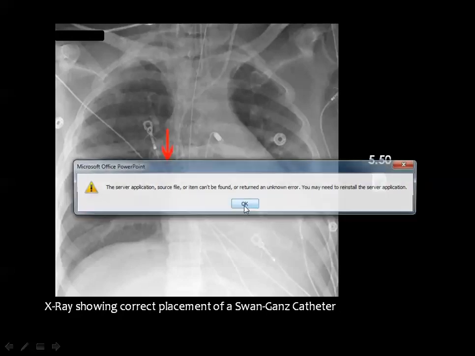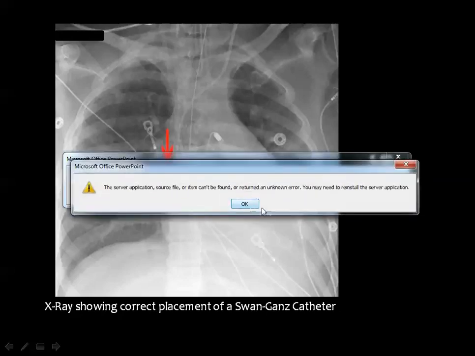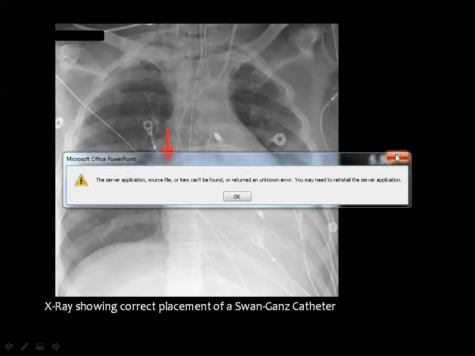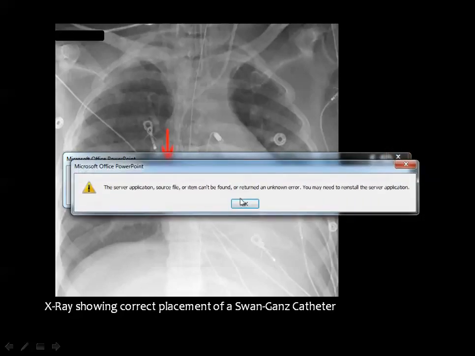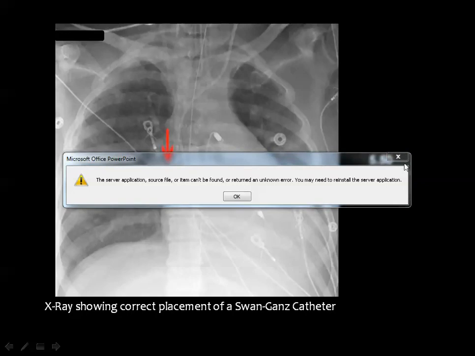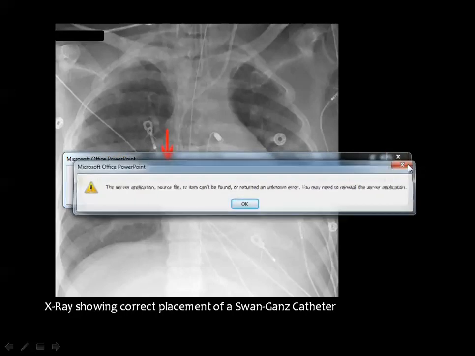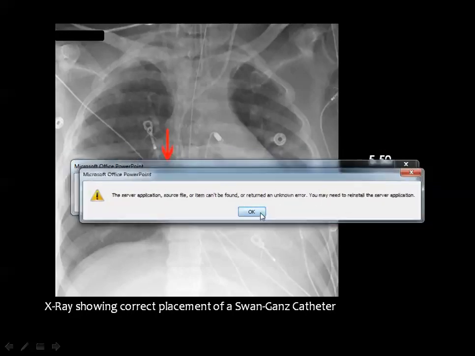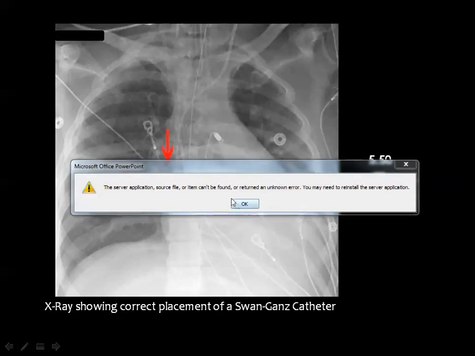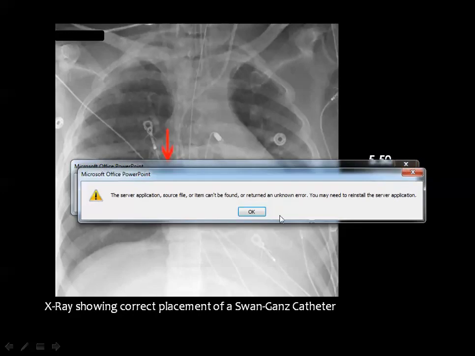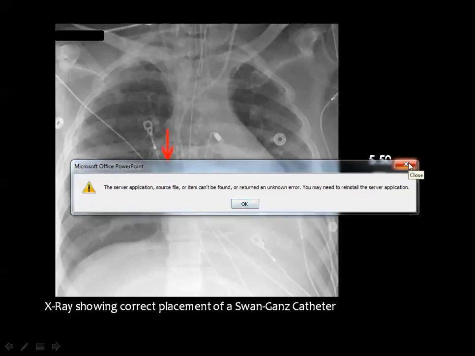This may show to you how to insert the catheter. I'm sorry that this video is not working. Okay. I'm sorry for this.